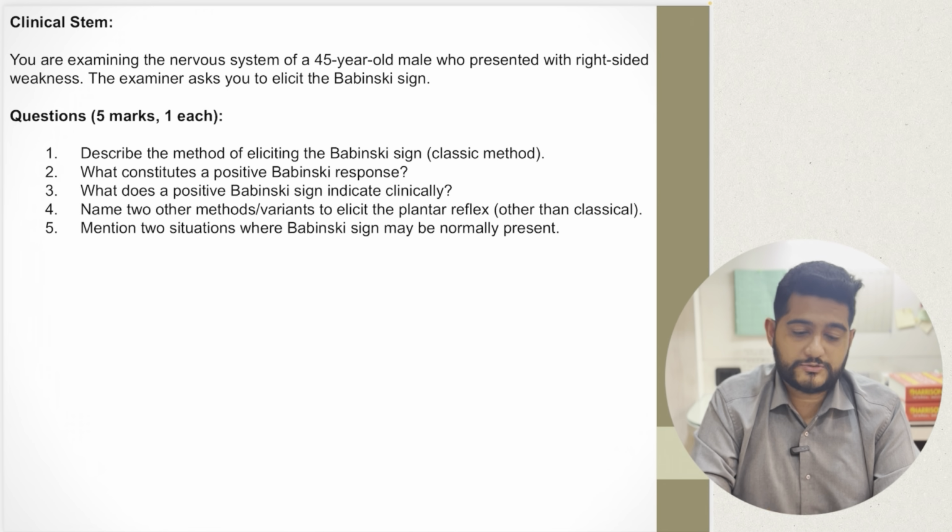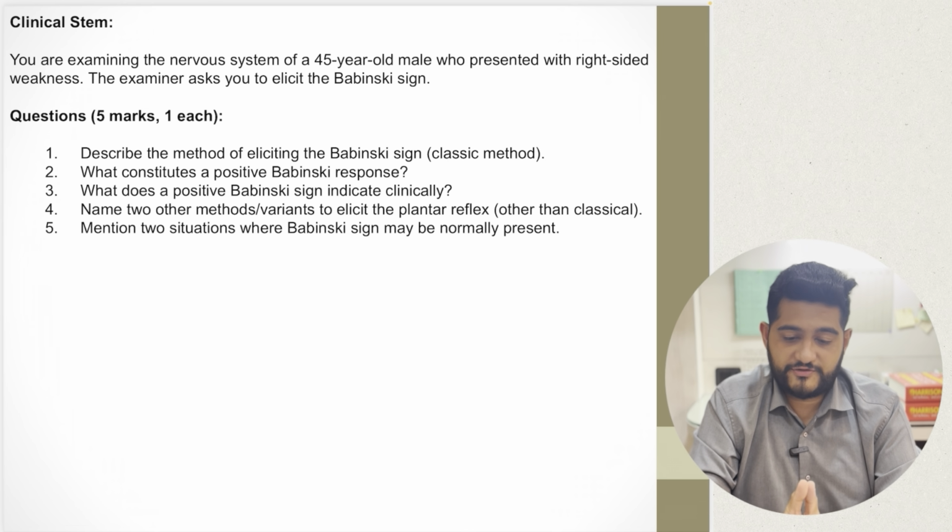And the last question: you are examining the nervous system of a 45-year-old male who presented with right-sided weakness. The examiner asks you to elicit the Babinski sign. Describe the method of eliciting the Babinski sign. What constitutes a positive Babinski response? What does a positive Babinski sign indicate clinically? Name two other methods or variants to elicit the plantar reflex and mention two situations where the Babinski sign may be normally present.